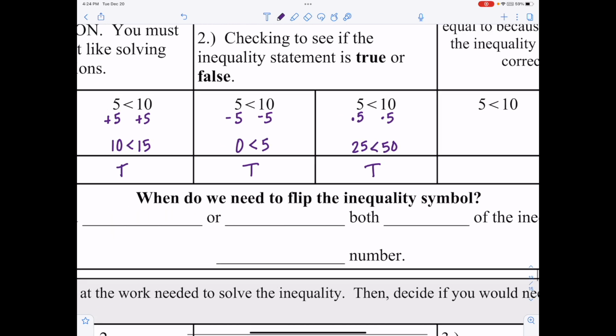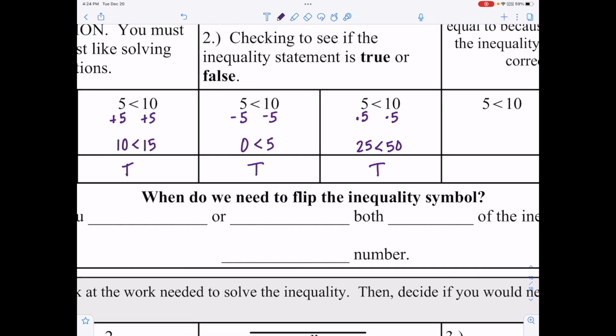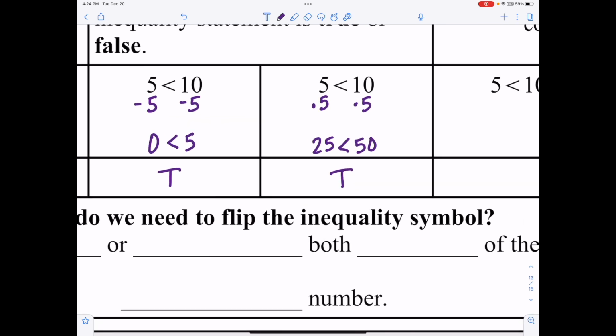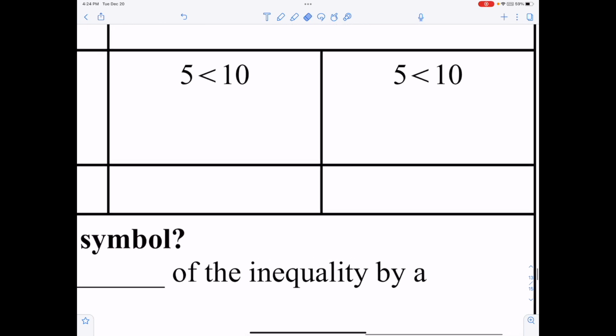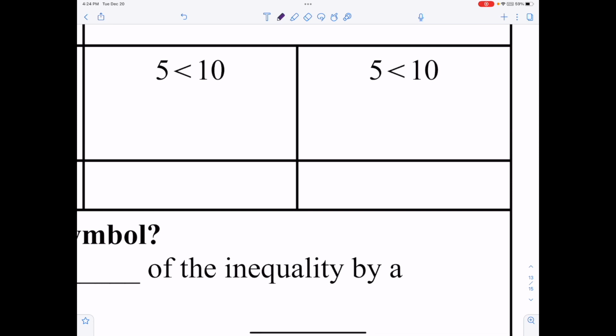So at this point, adding, subtracting, multiplying, even if we divided both sides by 5, you can see here, I would have ended up getting what? 1 is less than 2, okay, which is still true. Okay, so I just wanted you to be able to see that one as well. All right, now here's what I want you to notice. If I multiply or divide by a negative, let's watch what happens.